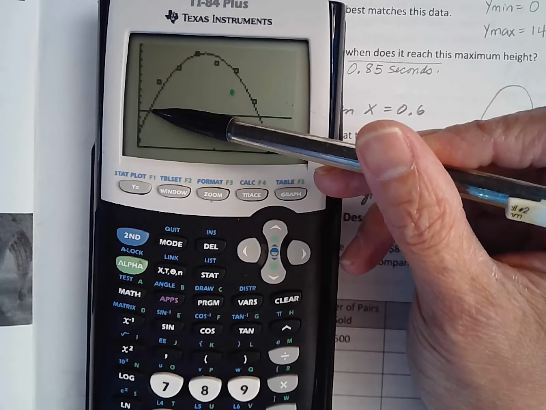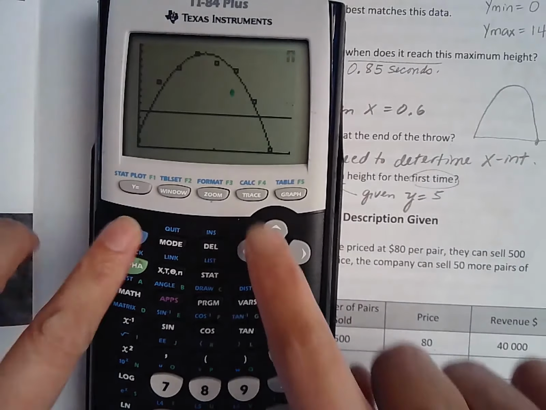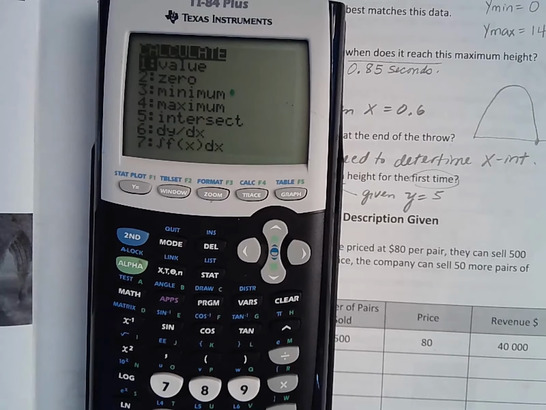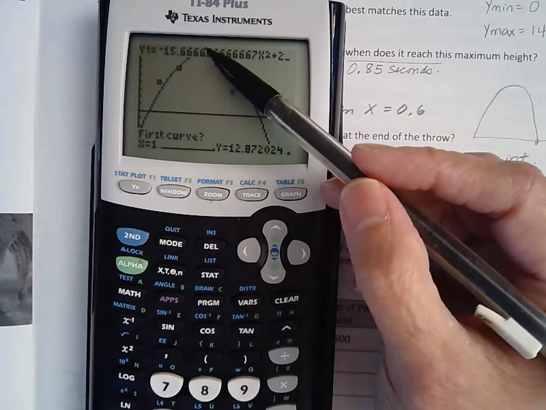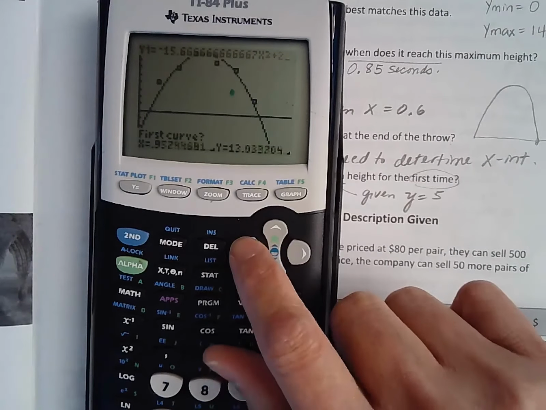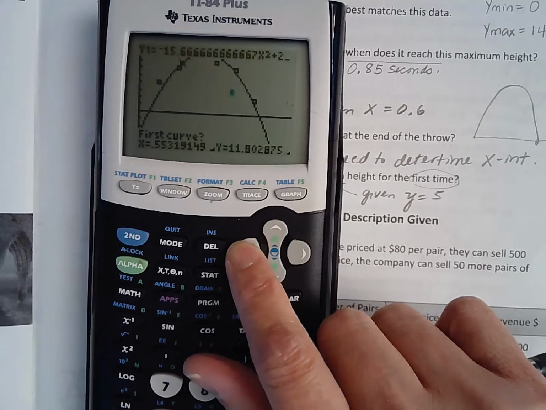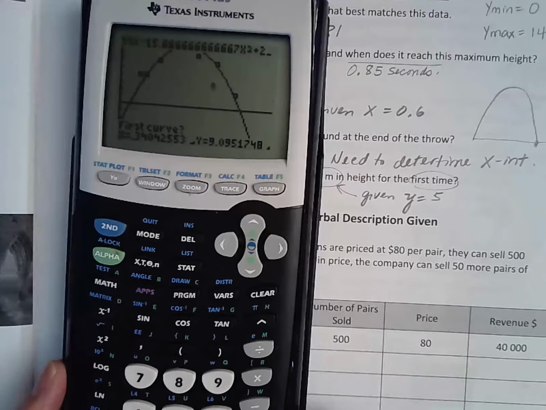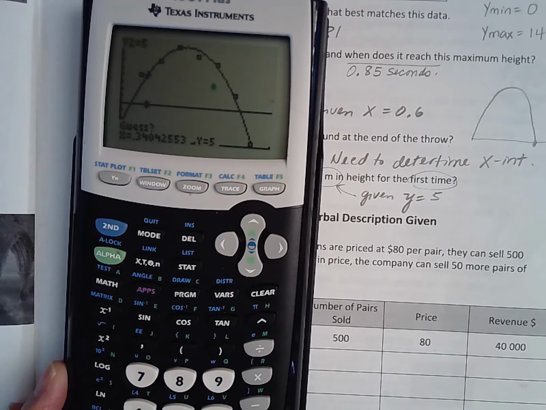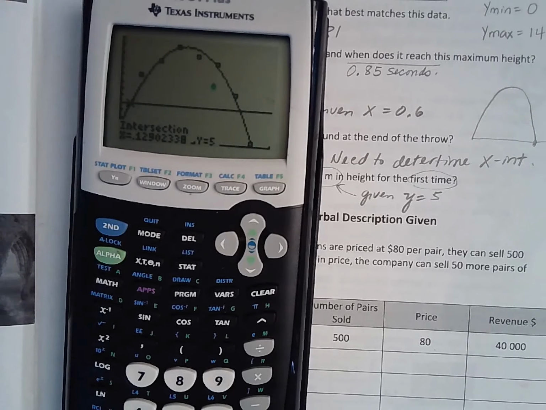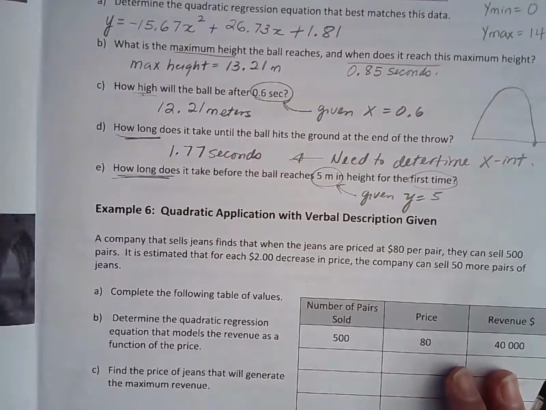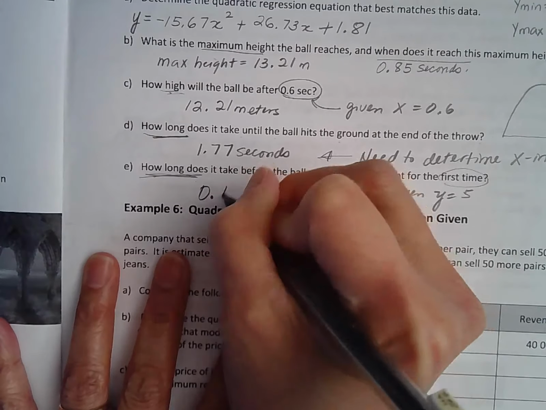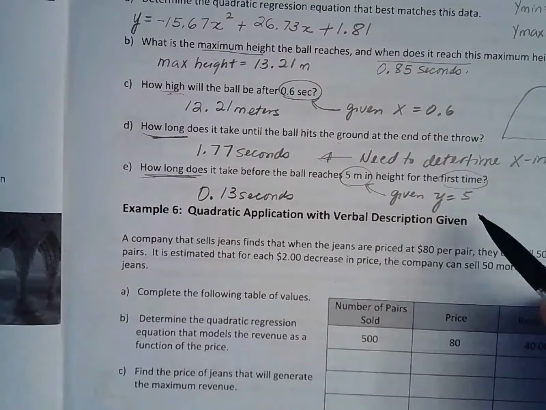So how do you figure out that one right there? Second function trace. Intersect. Because you have two graphs intersecting. So press 5 for intersect. We want the calculator to find this intersection, so we get closer to that one. Zero point 13. Yeah, 0.13. So it's going to take 0.13 seconds to hit that 5 meter mark for the first time.